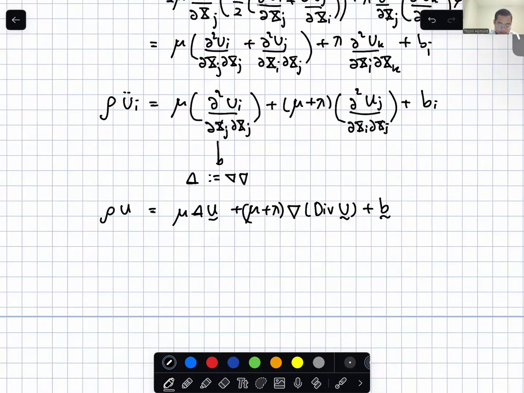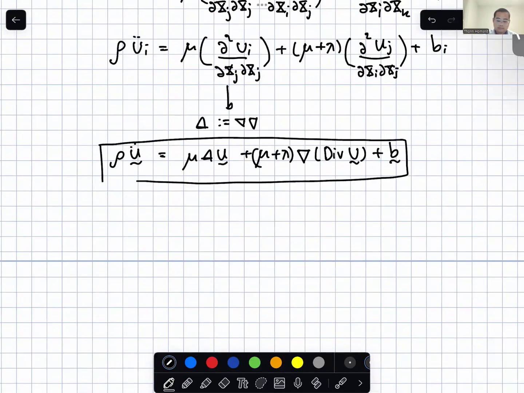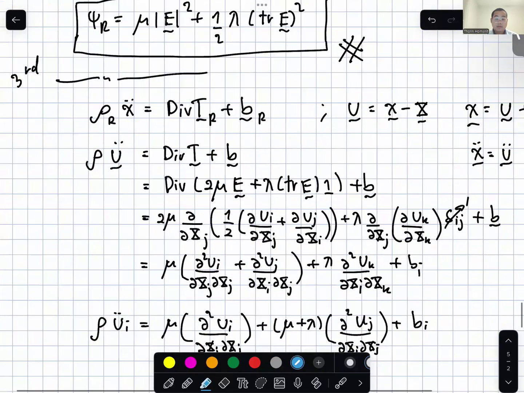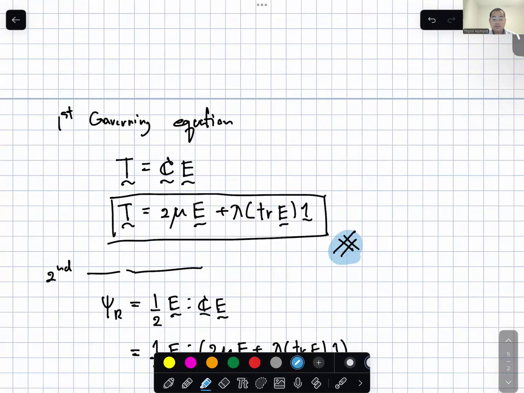And on the left hand side, we have this one. Okay. So let me check if all of these three are correct. So this one is correct. And the free energy is mu E squared plus 1 over 2 lambda trace of E squared, correct? I think the first one is also correct.